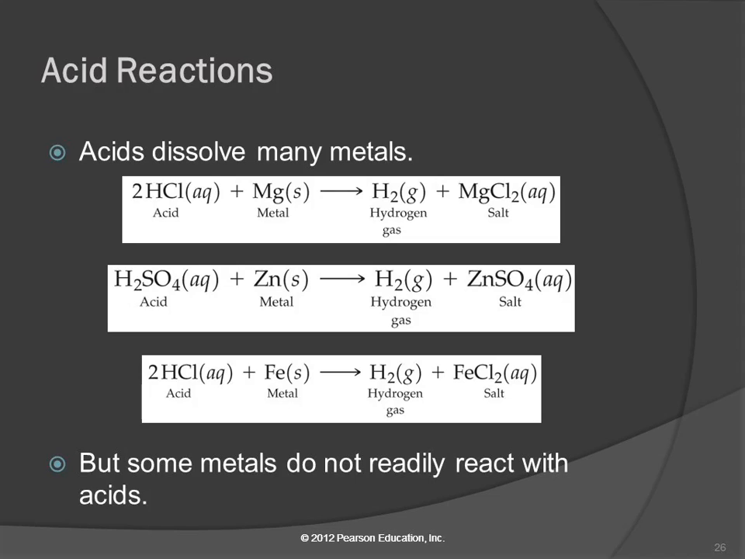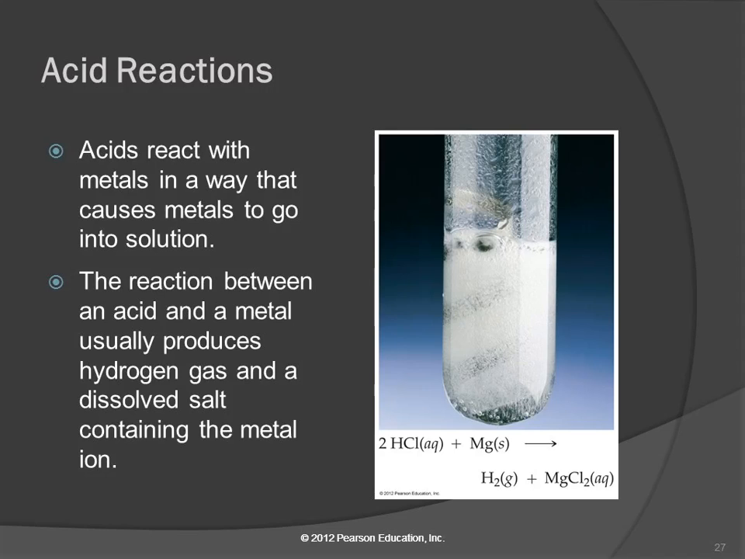There are other acid reactions. Acids will dissolve many metals, but not all metals. We've seen this reaction, hydrochloric acid and magnesium. We use that to generate hydrogen gas. Sulfuric acid will react with zinc and form hydrogen gas and zinc sulfate. Hydrochloric acid will react with iron, generating hydrogen gas and a salt. So many metals do react with acids, but not all of them. When they do react, they react in a way that causes the metals to go into solution.